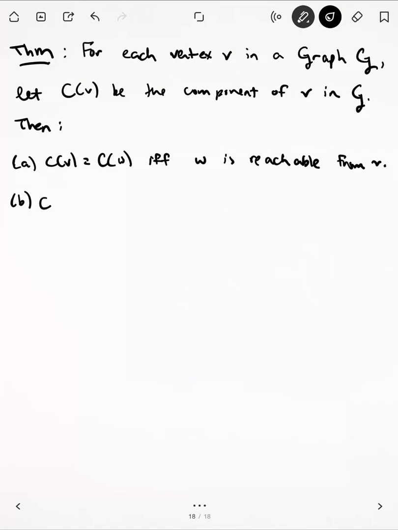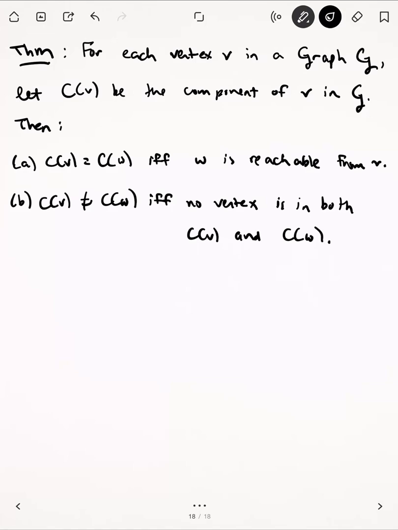(b) CV does not equal CW if and only if no vertex is in both CV and CW. And again, this follows immediately from the equivalence classes. So it's a partition. Remember, equivalence classes form a partition of a set, and if they have any points in common, they must be completely equal, and otherwise they're completely disjoint.